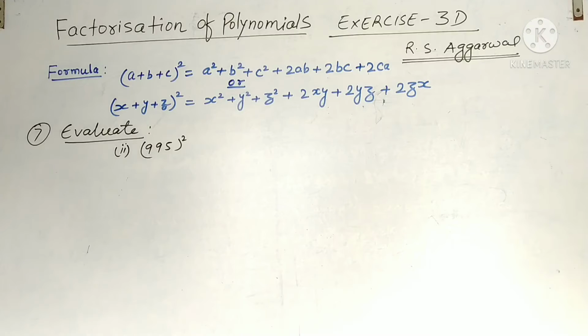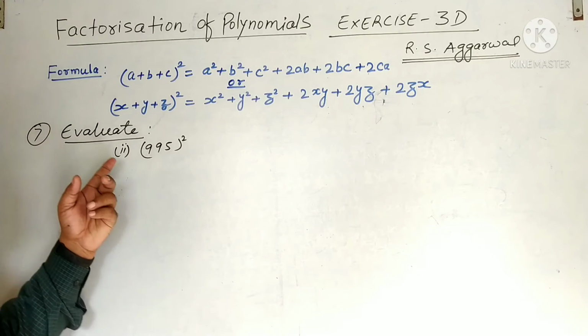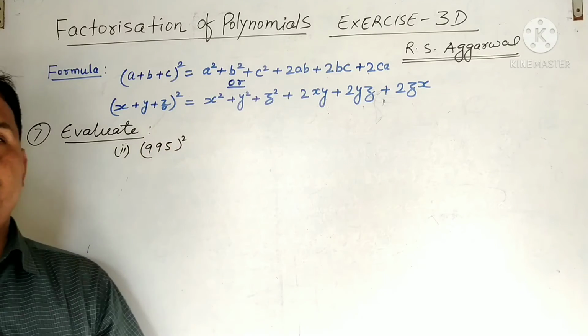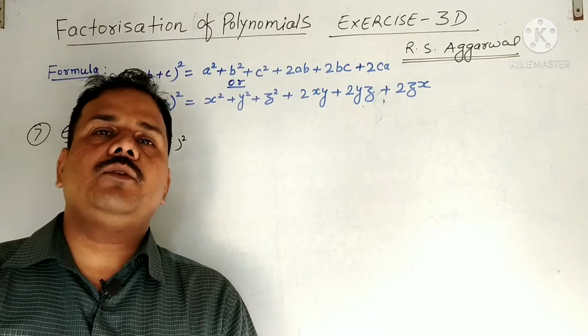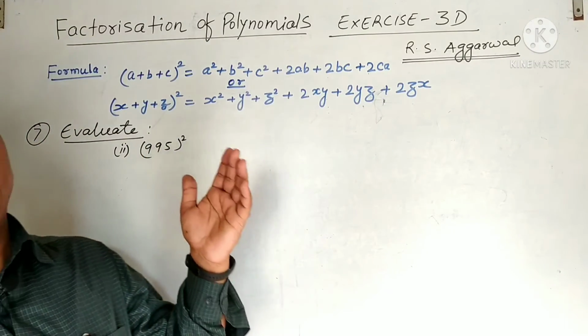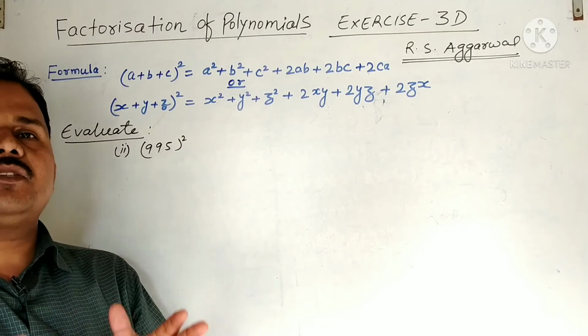Now children, we see question number 7. What is given here: evaluate. I am taking the second part, that is 995 square. If you multiply directly, you will not get marks. If such a type of question is given in standard 9, it means definitely it is based on some formula.